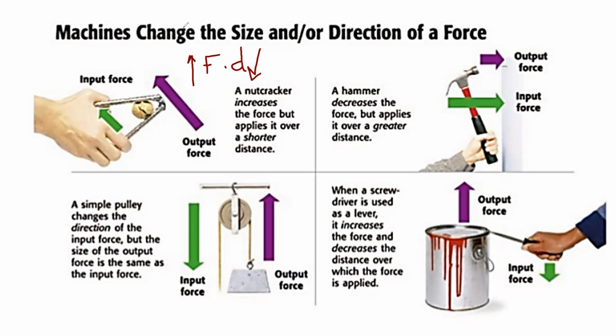Another example, look at the hammer here. For the hammer, you knock on the wall. So this is the input force. And there's an output force, that's when the nail goes inside the wall. Now here, the hammer decreases the force. Imagine now you want to knock the nail by your hand. How great the force you apply would be very, very much greater than if you use the hammer, because the hammer decreases the force.